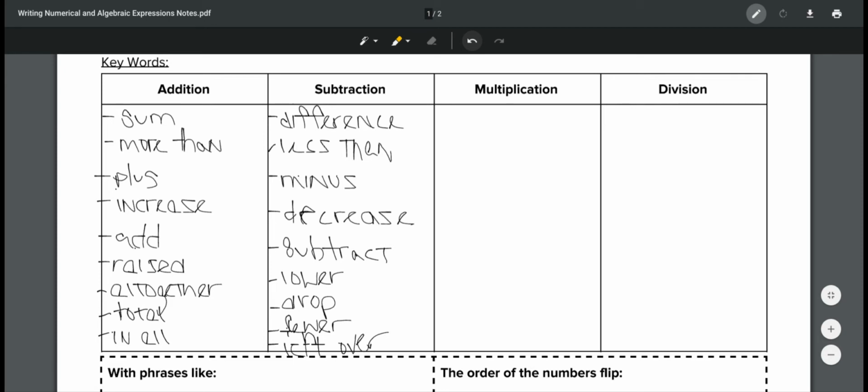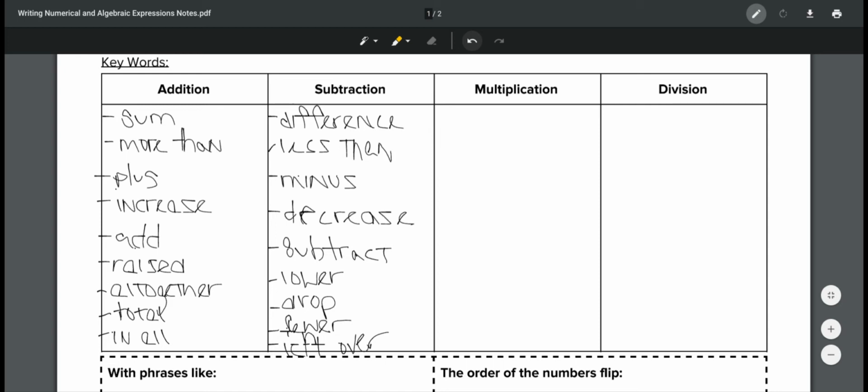Again, I know it's sloppy. I'm doing my best to write as neatly as I can, but I'll go through this list again, so pause it if you need to copy these down if you're not done. We have difference, less than, minus, decrease, subtract, lower, drop, fewer, and leftover. All right, moving on to multiplication.